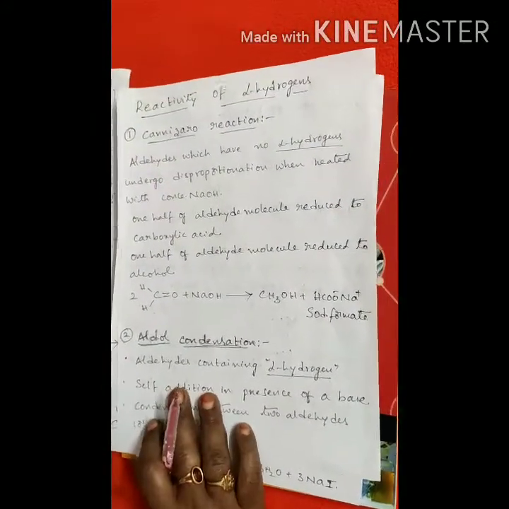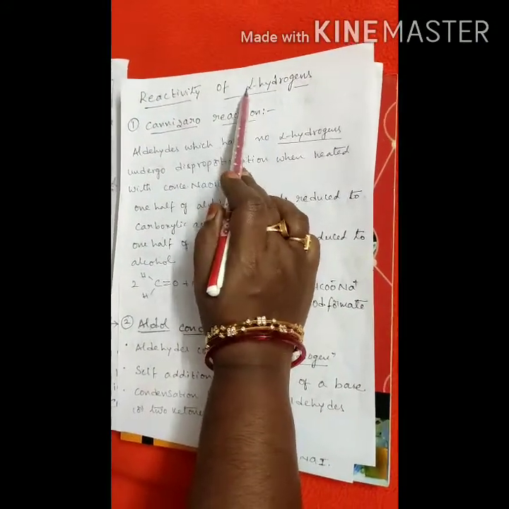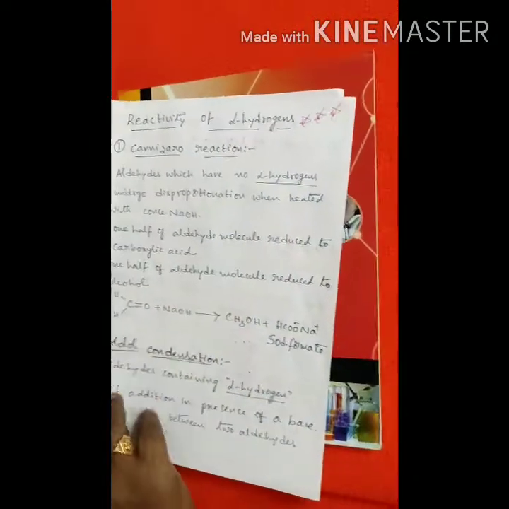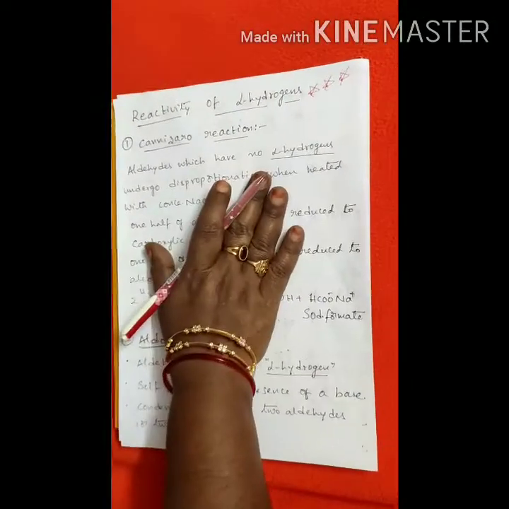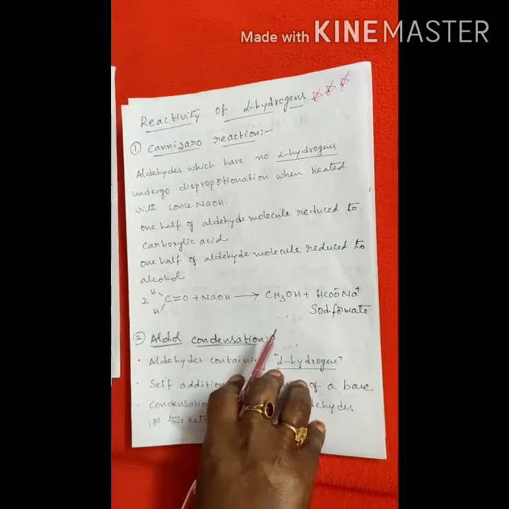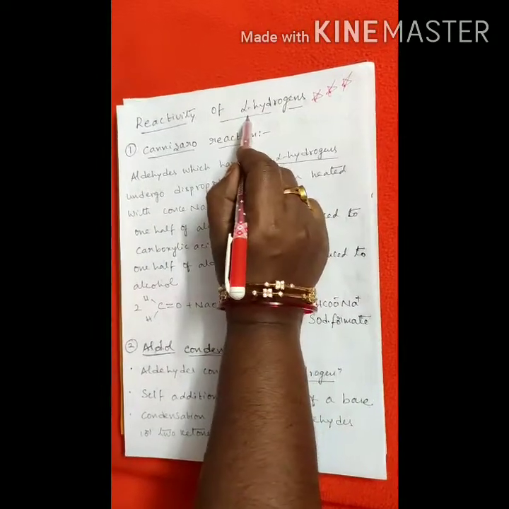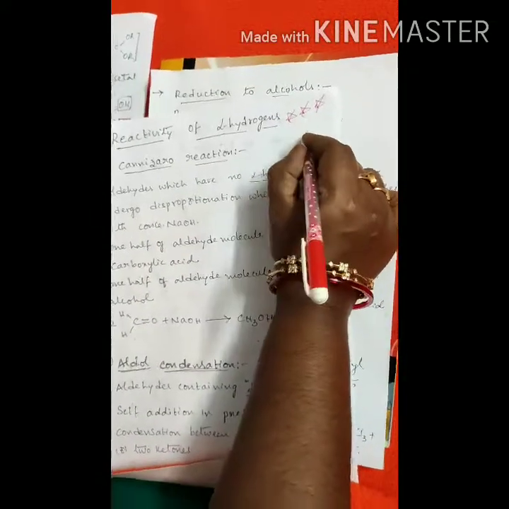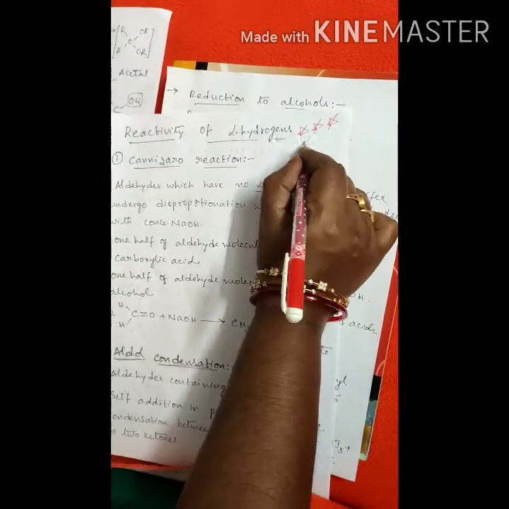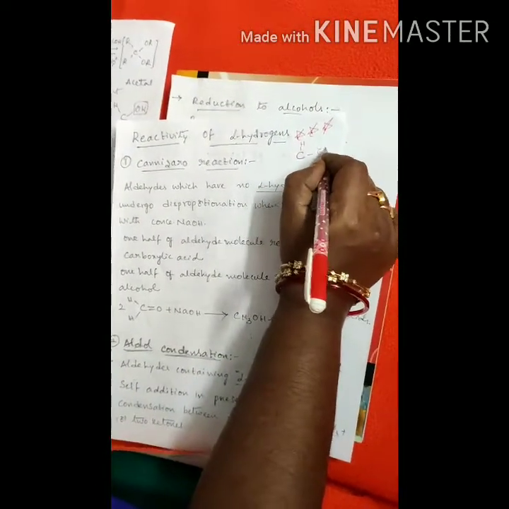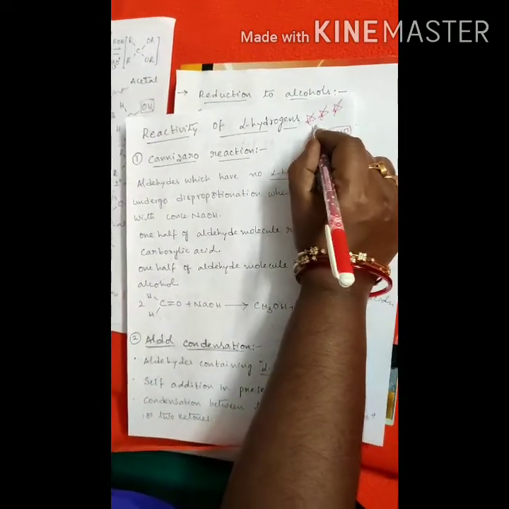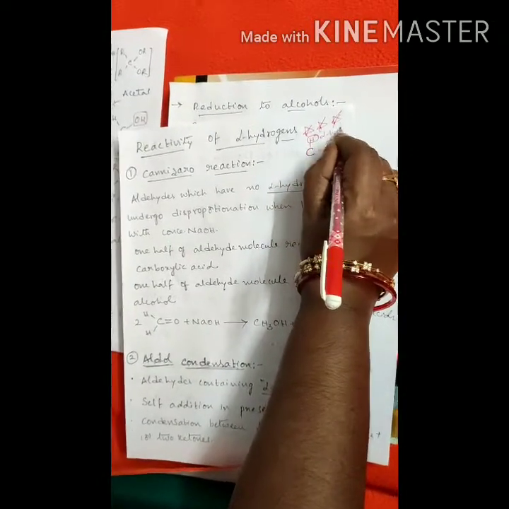And the next one is reactivity of alpha hydrogens. This is a very important question that comes in MSET. There are actually many reactions, but the Cannizzaro reaction and aldol condensation are given in your syllabus. As we said before, the carbon attached to the carbonyl group, and the hydrogen present on it, is known as alpha hydrogen.